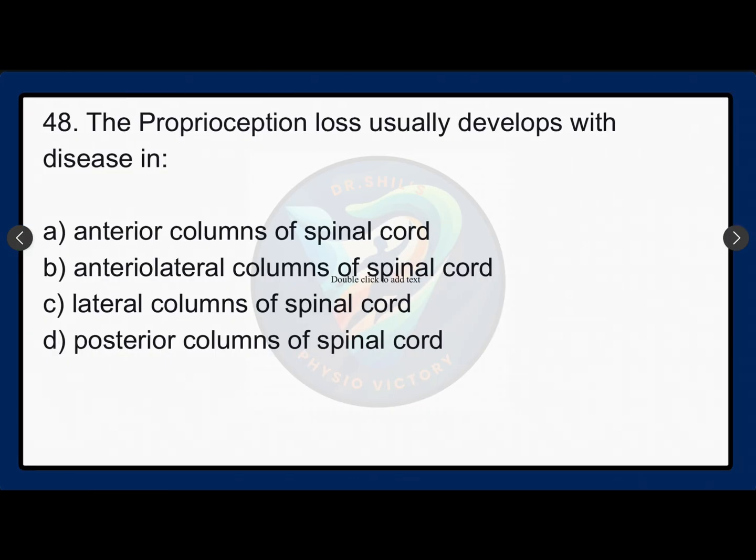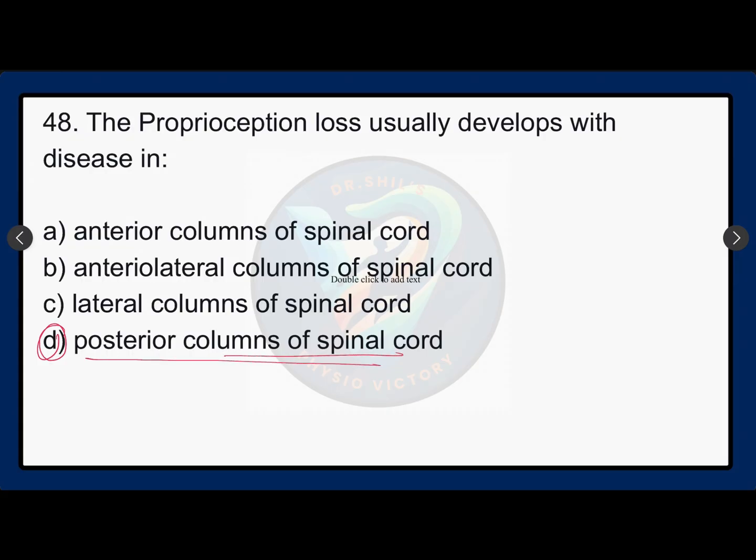Next question, question number 48. The proprioception loss usually develops with disease in option A, anterior column of the spinal cord, option B, anterolateral column of the spinal cord, option C, lateral column of the spinal cord, and option D, posterior column of the spinal cord. Here the correct answer is posterior column of the spinal cord.